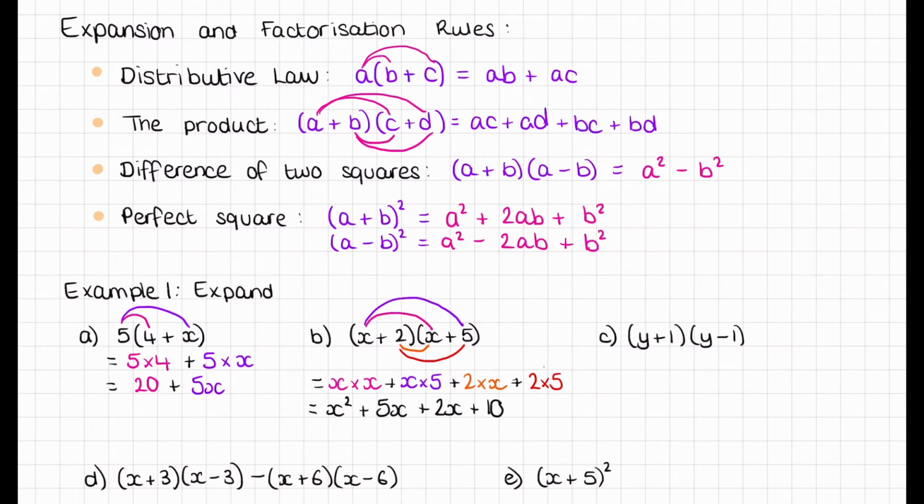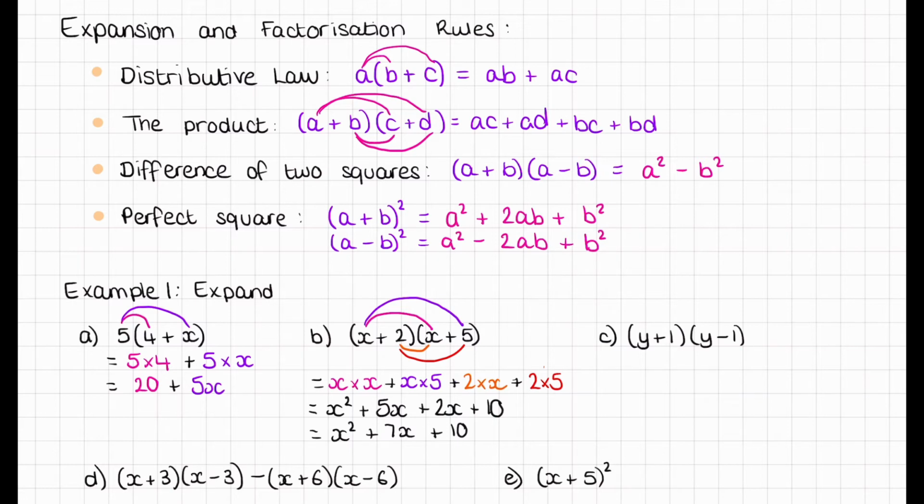And then from here we can simplify our like terms. So we'll get x squared, 5x plus 2x, which is 7x, plus 10. Now remember, x squared and x are not like terms. They are not the same. One's x squared, one's a single x, so they are different, so we can't combine those two.